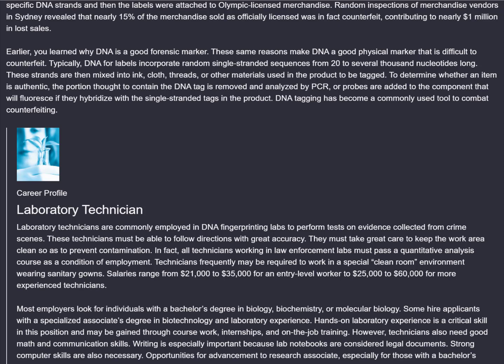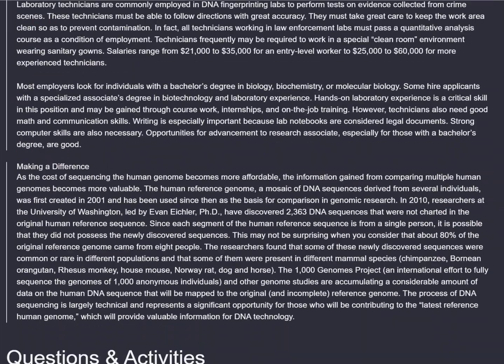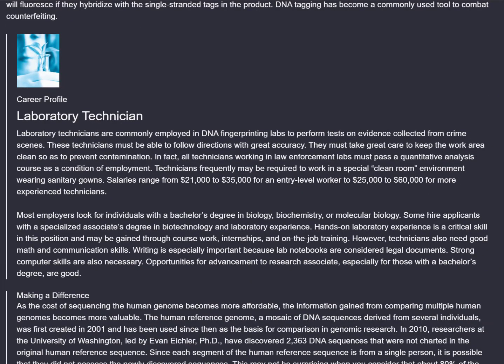specific DNA strands and then the labels were attached to Olympic licensed merchandise. Random inspections of merchandise vendors in Sydney revealed that nearly 15% of the merchandise sold as officially licensed was in fact counterfeit, contributing to nearly $1 million in lost sales.